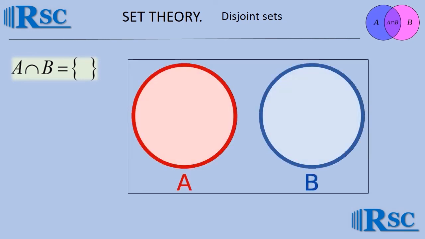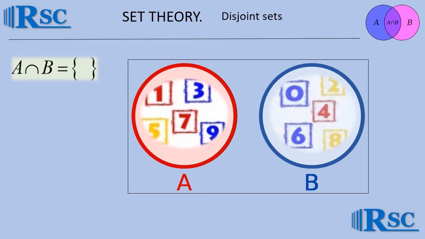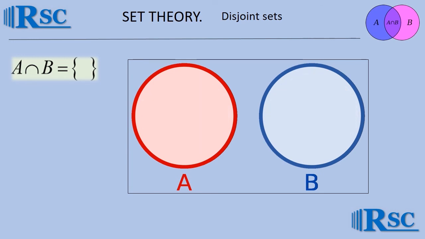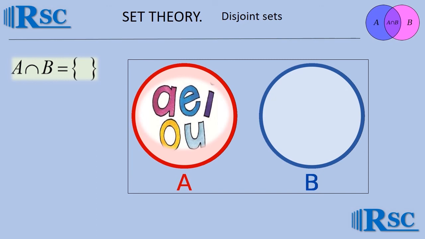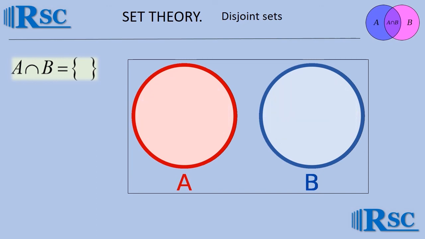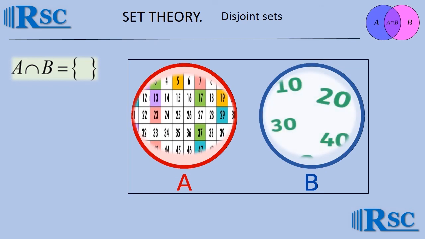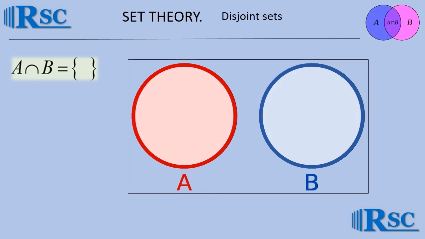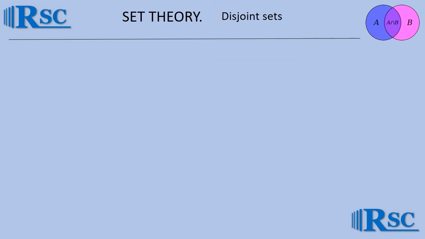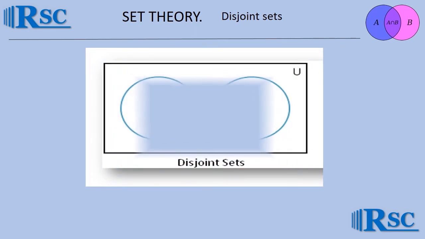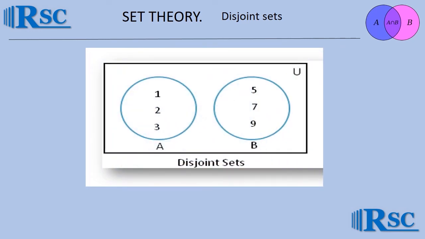For example, the set of odd numbers and the set of even numbers are two disjoint sets, or the set of vowels and the set of consonants, or the set of prime numbers and the set of multiples of 10. These are all examples of disjoint sets. When disjoint sets are represented on a Venn diagram, they must be drawn separately. The sets must not overlap, as shown to illustrate that A intersect B is empty.